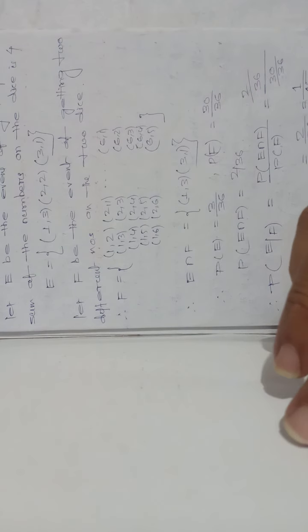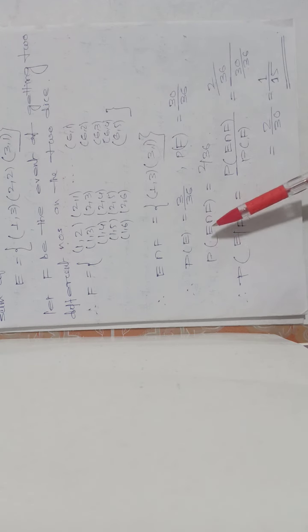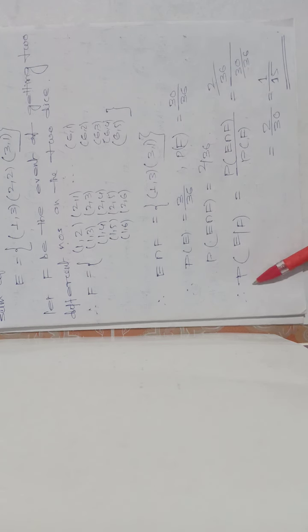Now E intersection F will have two elements, (1,3) and (3,1). So probability of E will be 3 by 36, probability of F will be 30 by 36, and probability of E intersection F will be 2 by 36. So probability of E given F is probability of E intersection F divided by P(F), which is 2 by 36 divided by 30 by 36, which is 2 by 30. The answer is 1 by 15.